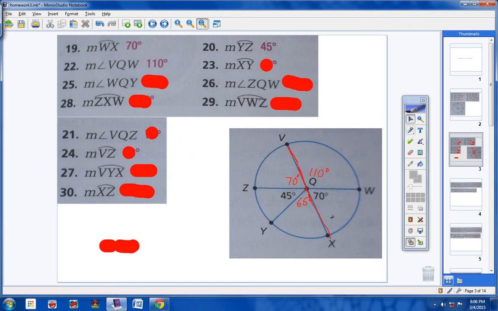Alright, number 23, arc XY. Well, here's X, here's Y, so here's the endpoints of the arc. So take those endpoints and go straight to the center. And there's the angle we have. The central angle, 65 degrees, gives you this arc right here. So the arc is 65 degrees.